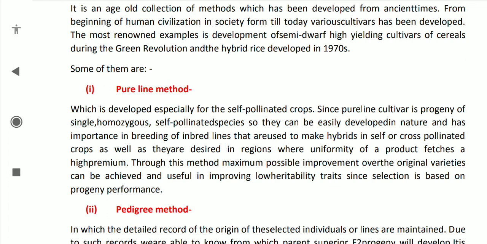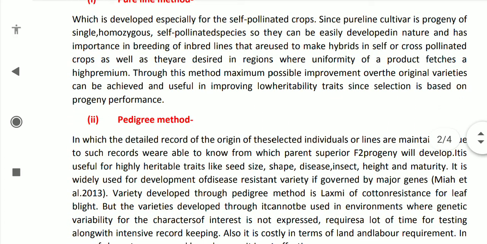Pureline method. Next is the Pedigree method, in which the detailed record of the origin of the selected individuals or lines is maintained. In the pedigree method, we also maintain the records. Due to such records, we are able to know from which parent superior F2 progeny will develop. It is used for highly heritable traits like seed size, shape, disease, insect, height, and maturity. It is widely used for the development of disease resistant varieties if governed by major genes.